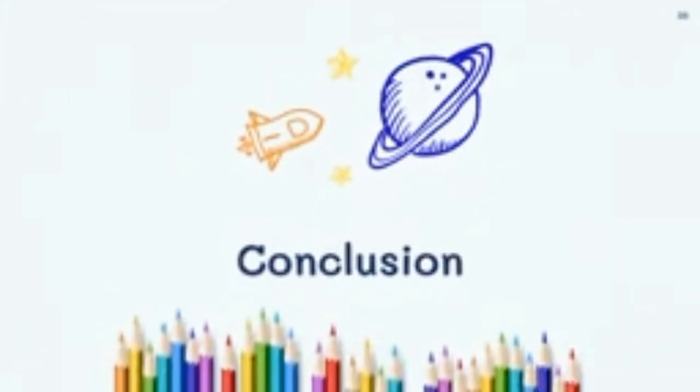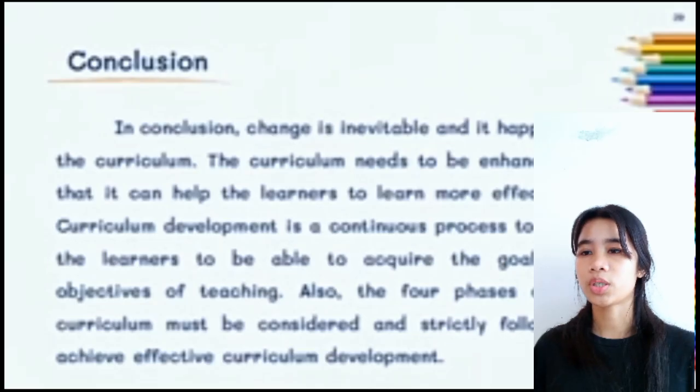Conclusion. In conclusion, change is inevitable and it happens in the curriculum. The curriculum needs to be enhanced so that it can help the learners to learn more effectively. Curriculum development is a continuous process to assist the learner to be able to achieve the goals and objectives of teaching. Also, the four P's of the curriculum must be considered and strictly followed to achieve effective curriculum development.